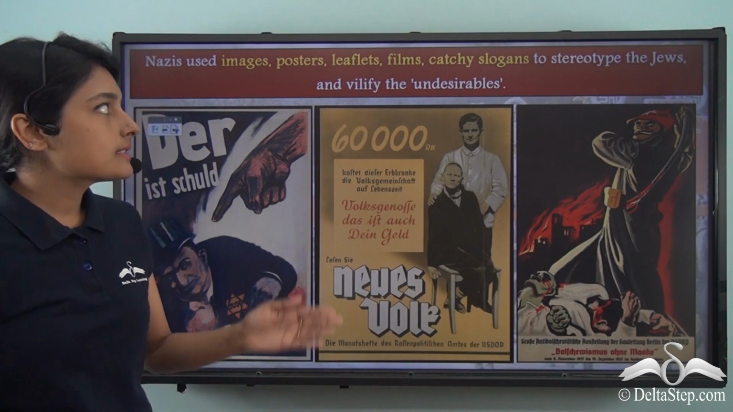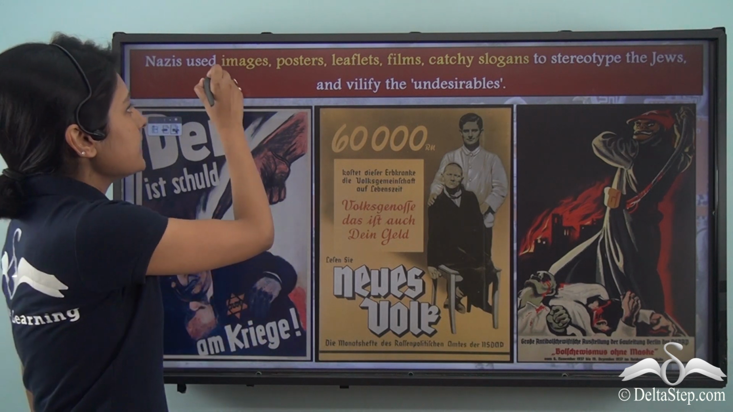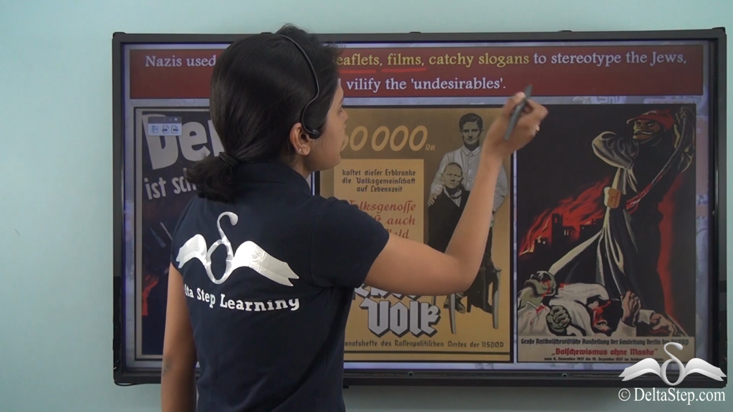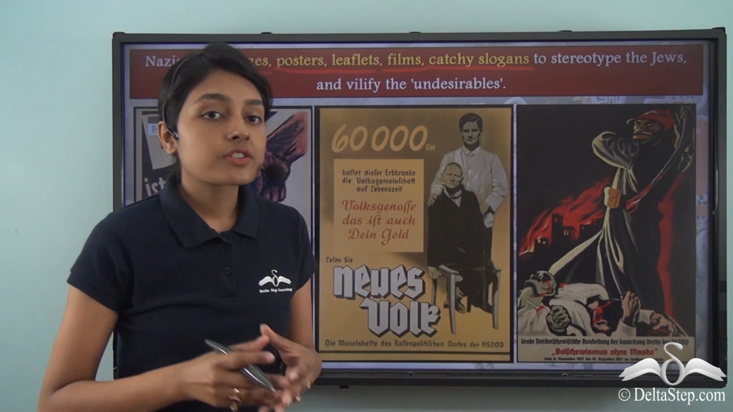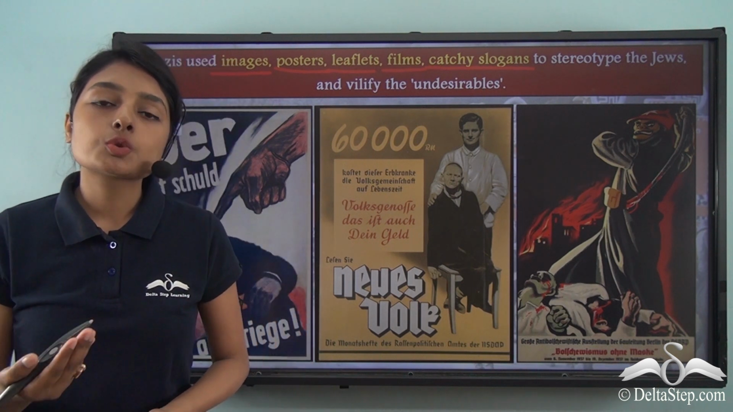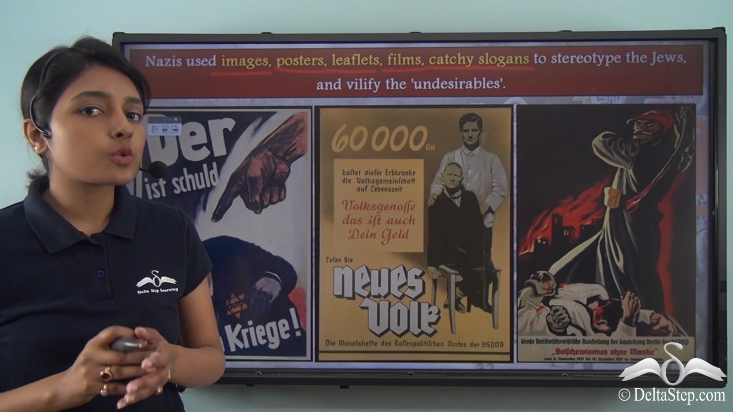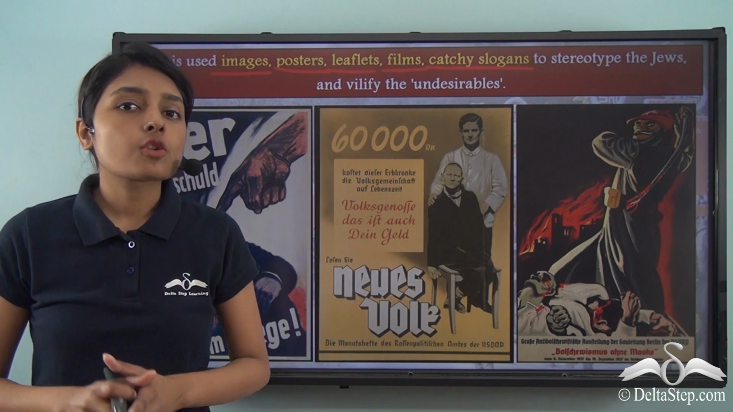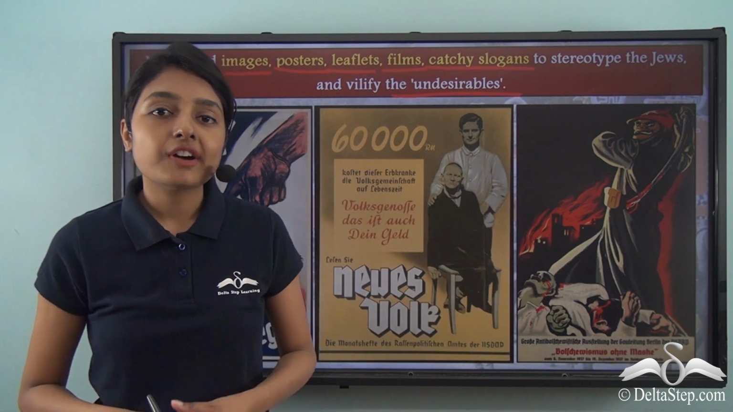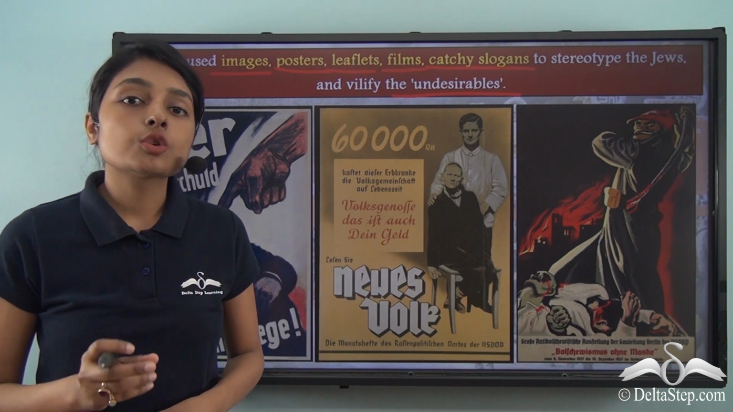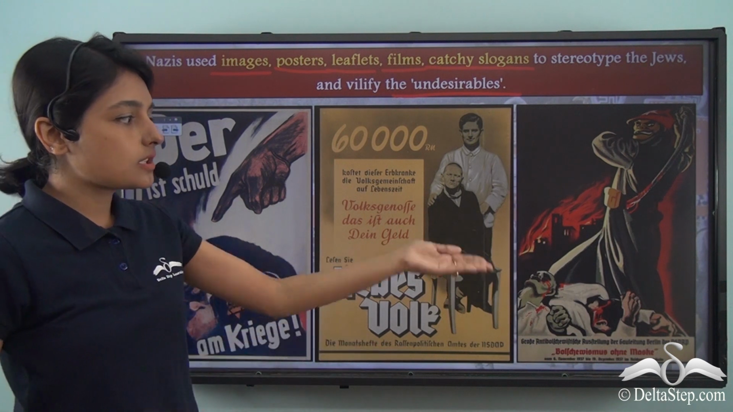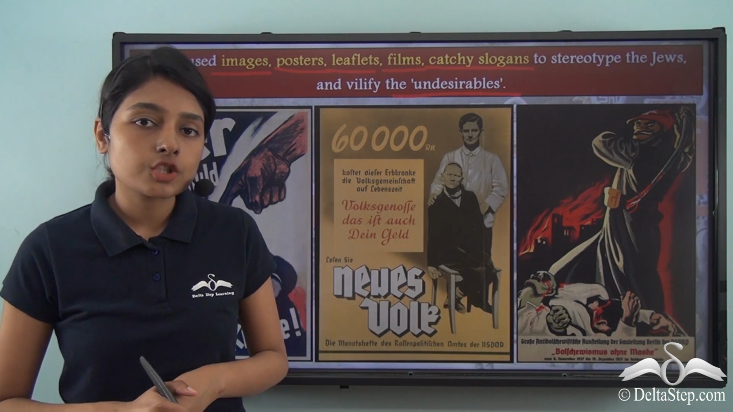To this end, the Nazis used images, posters, leaflets, films, and catchy slogans to stereotype the Jews. And all these kinds of visual media were not directed only against the Jews, but all the undesirables were also vilified in the process. They were shown as evil in German society. Here we have certain posters from Nazi Germany.